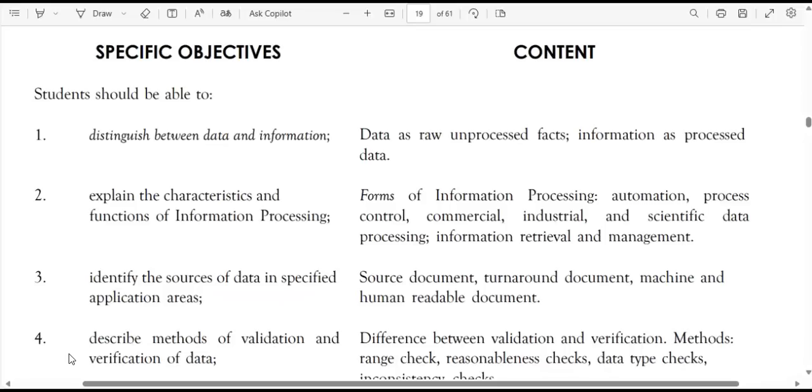So if you are asked to write about the characteristics and functions of information processing, these are what you are going to explain.